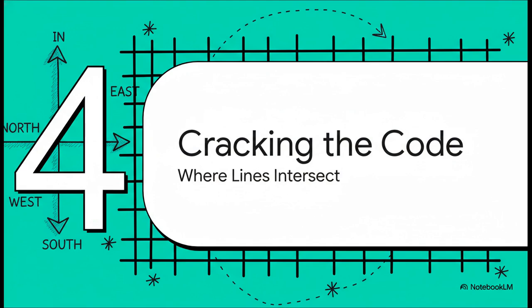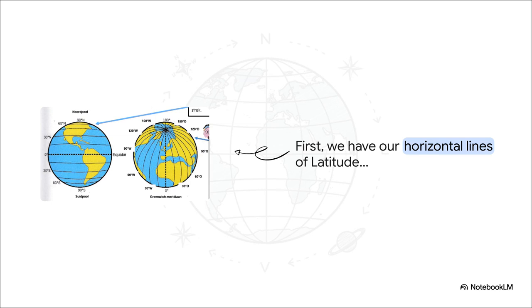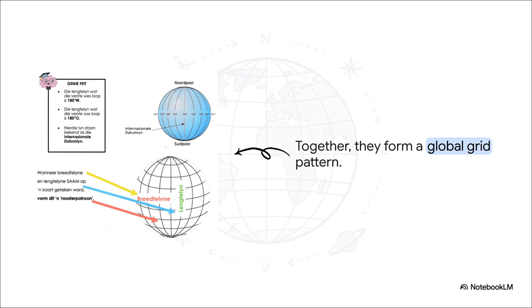So, we have our lines for measuring north and south, and our lines for measuring east and west. By themselves, they're useful. But when you put them together, well, that's where the magic really happens. This is how we crack the code. It all comes together in two really simple steps. So first, you take those horizontal lines of latitude, and then you lay the vertical lines of longitude right on top of them. And there you have it, a perfect global grid.